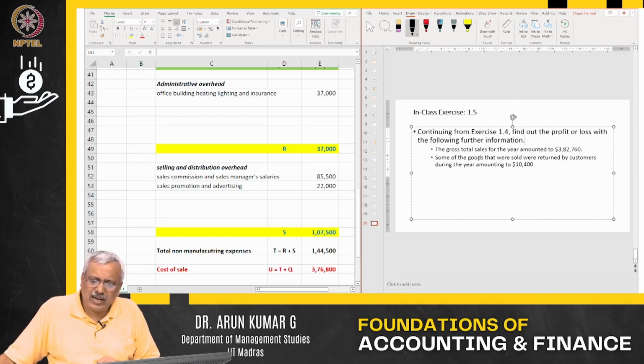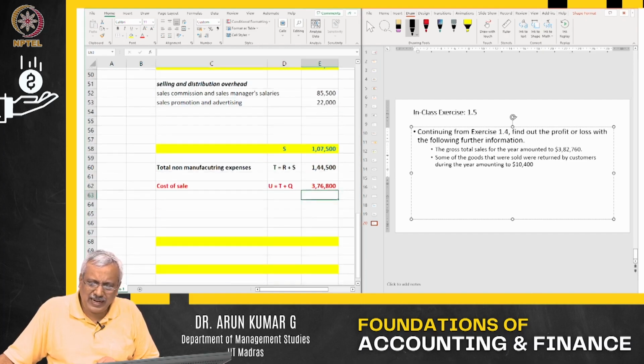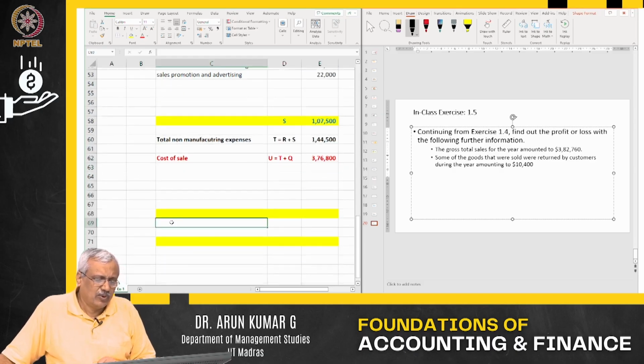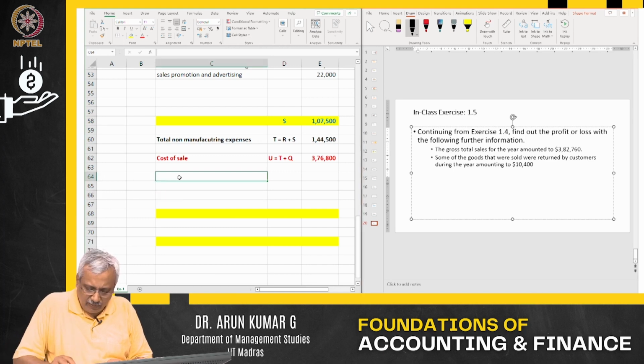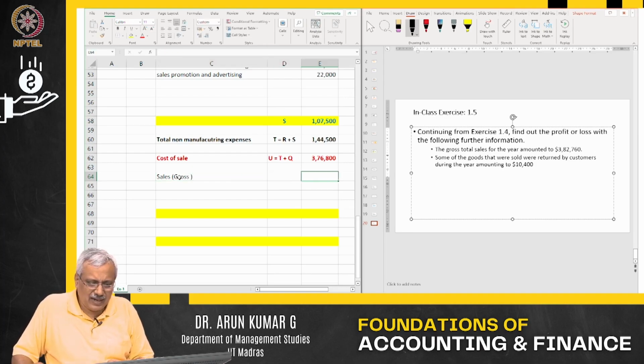Find out the profit or loss out there. That is, I will say the gross sales amounted to 3,82,760. Some of the goods that were sold were returned by customers. Let us take that out here in this particular case. What is the value of the sale? Sales gross in this particular case is about 3,82,760.